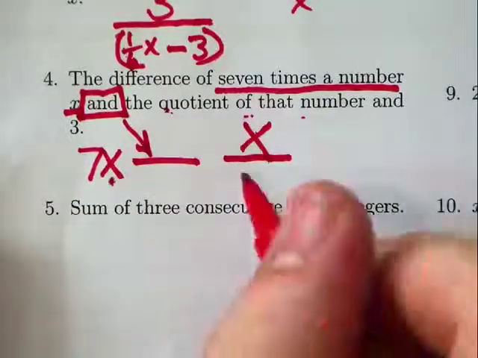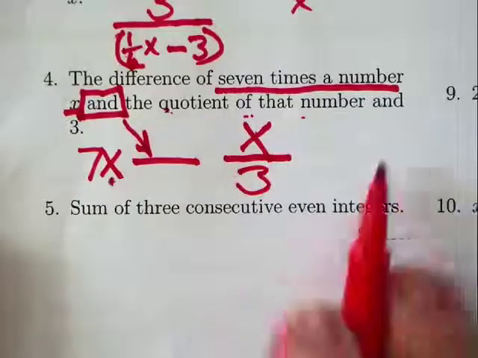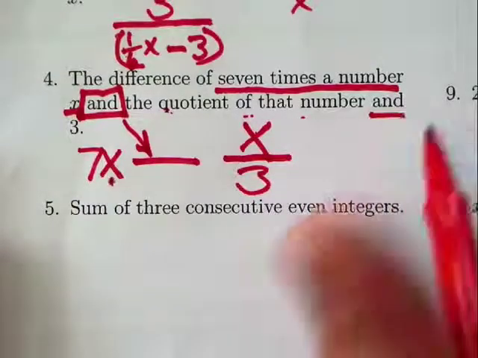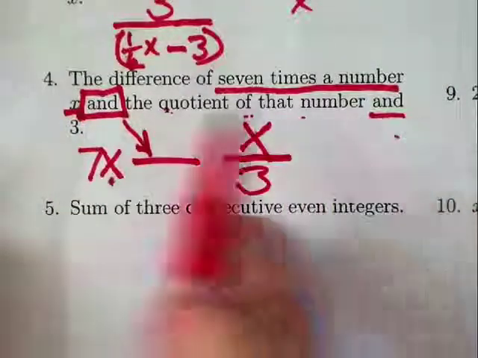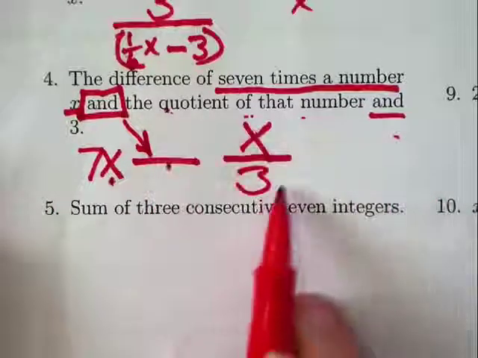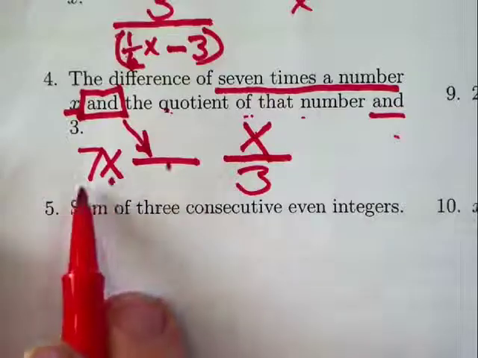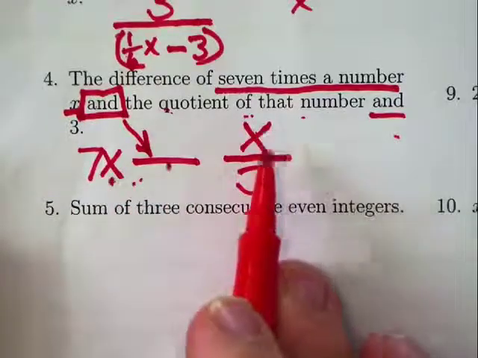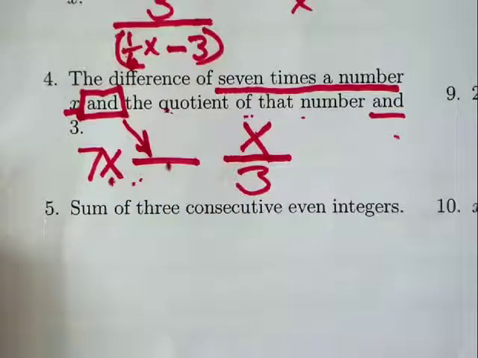and 3. And means I'm going to the denominator. So see here we've got two "and"s. Okay, the first one is for the subtraction, the second one is for the quotient. But that's our answer, 7x minus x over 3, and you're done.